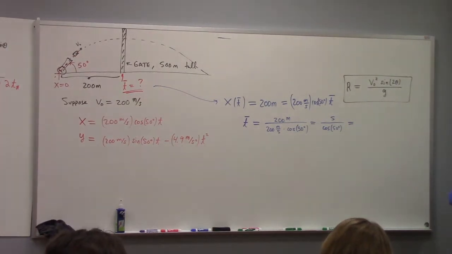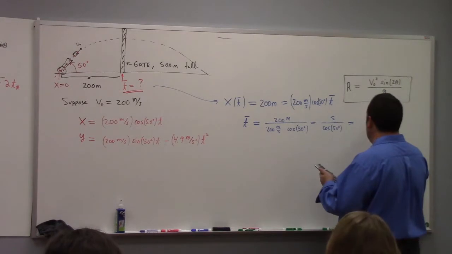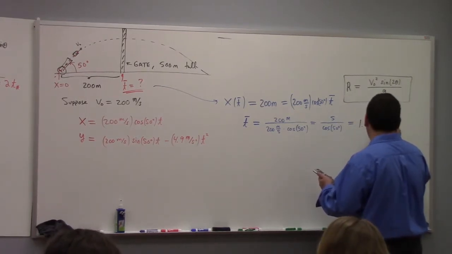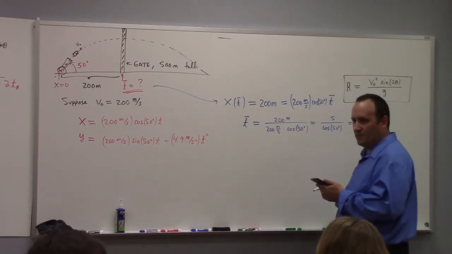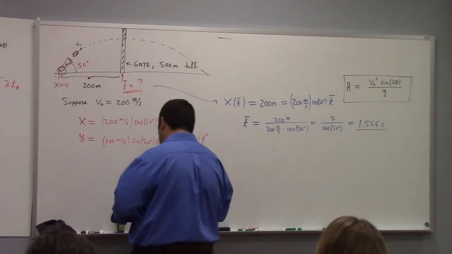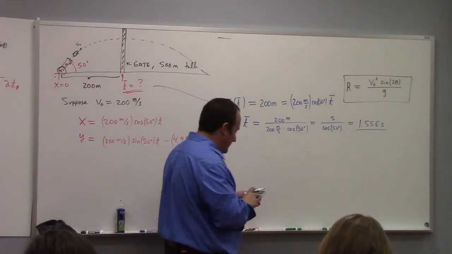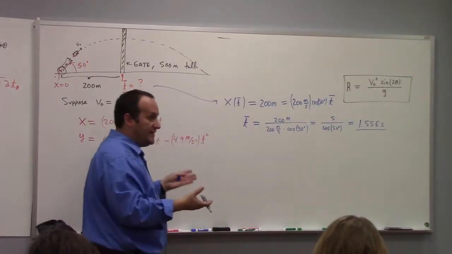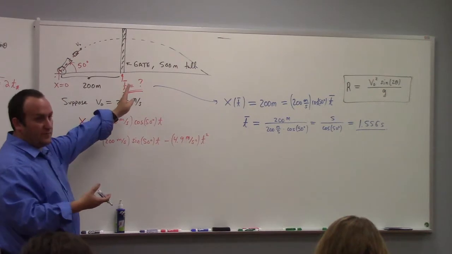If I did something, let me know. 1.56. I'm going to take your 1.56 and replace it with 1.556. I try to keep four numbers, just to avoid round off errors as much as possible. Now, okay, great. That gave me the time to when the projectile hits the gate.